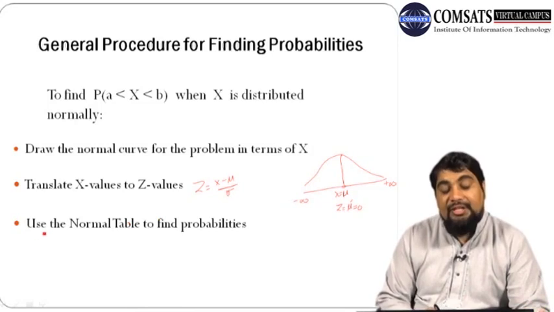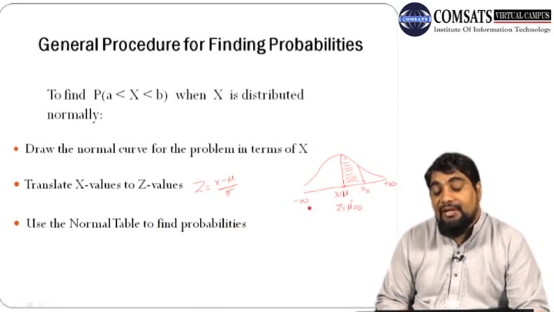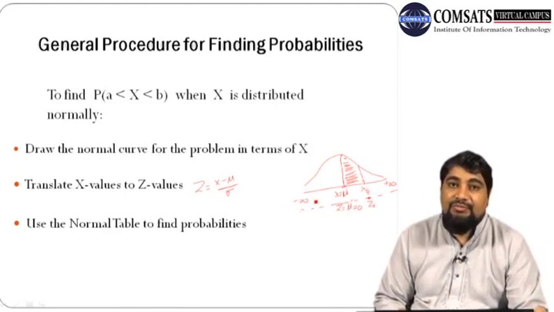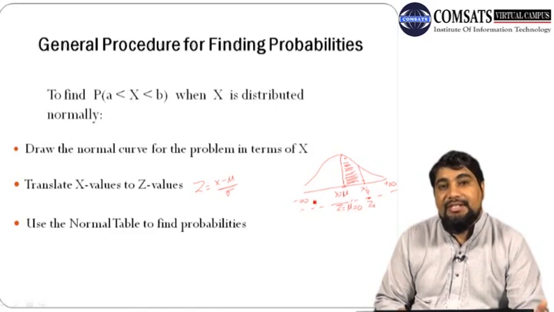The next step is to use the normal table to find the probabilities. Suppose here we have x equal to a certain value x naught, and we are interested in finding this area. Here is the z scale corresponding to this number. We convert this x naught to some z naught, and we use the normal distribution table to calculate the probability between 0 and z naught. This is the general procedure for finding probabilities under the normal curve.